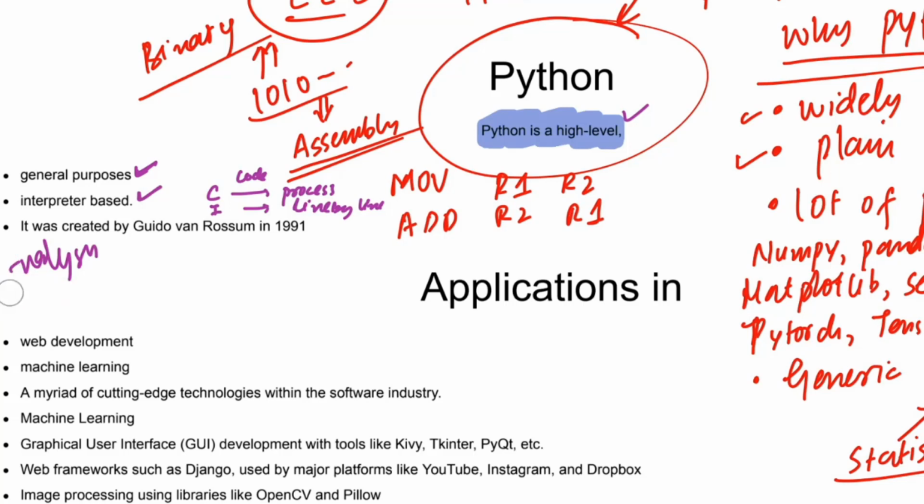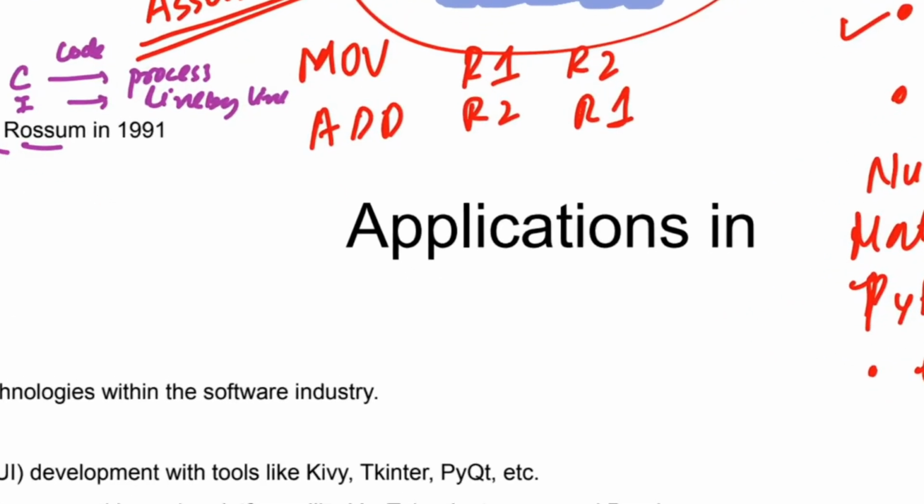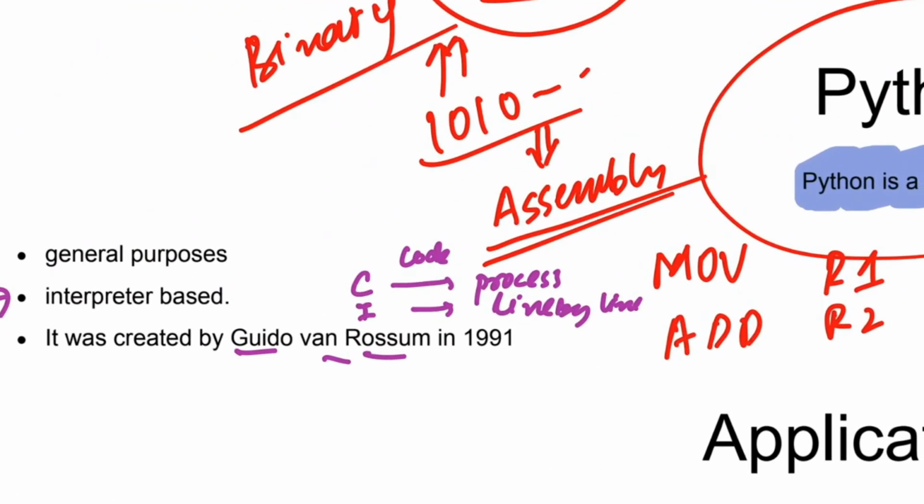Okay, so this language was actually created by Guido van Rossum in 1991. He was a mathematician. If there were so many languages, why did he create a new language like Python? Every computer language has a design philosophy behind it. As he was a mathematician, he wanted the language to be simple, easy to read, and when somebody wants to code in it, it should be simple.